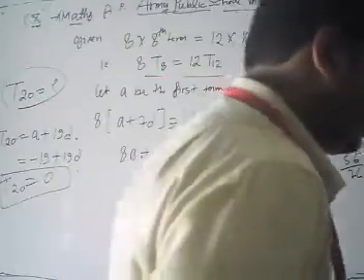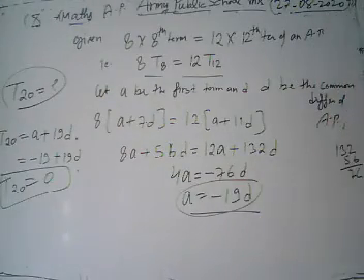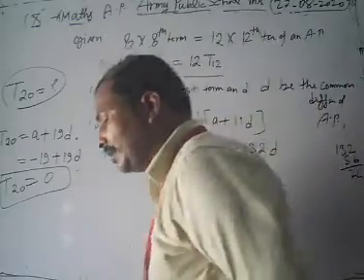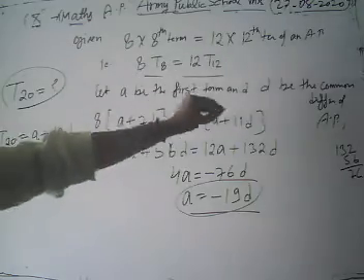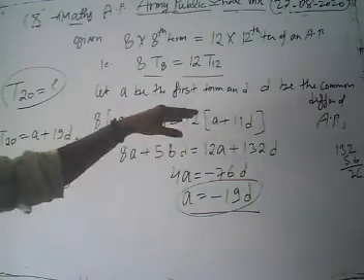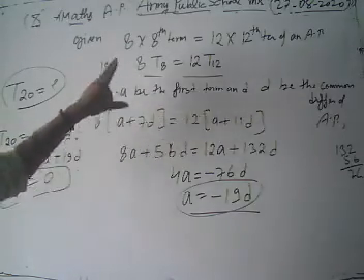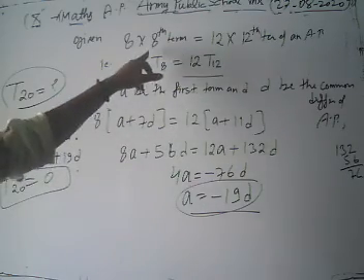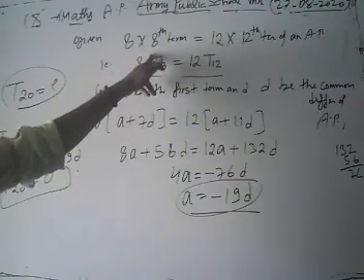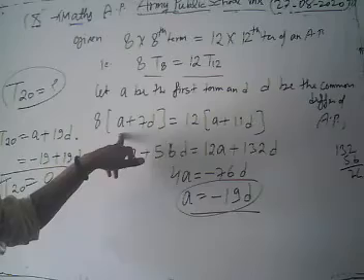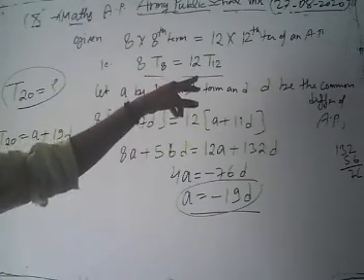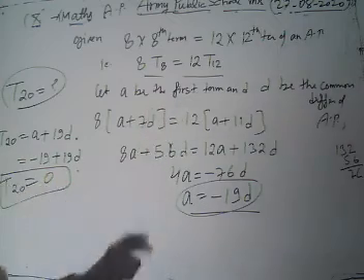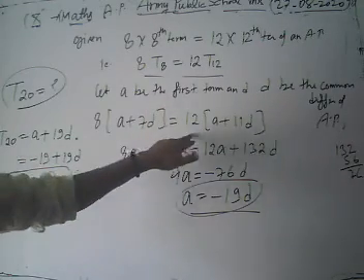It's given that 8 times the 8th term of an AP is equal to 12 times the 12th term of an AP. We start with the given condition. Let the first term of the AP be a and the common difference be d. Then according to the question, 8 into T8, where T8 is a plus 8 minus 1 times d, meaning a plus 7d, is equal to 12 into T12, which is a plus 12 minus 1 into d, that is a plus 11d.